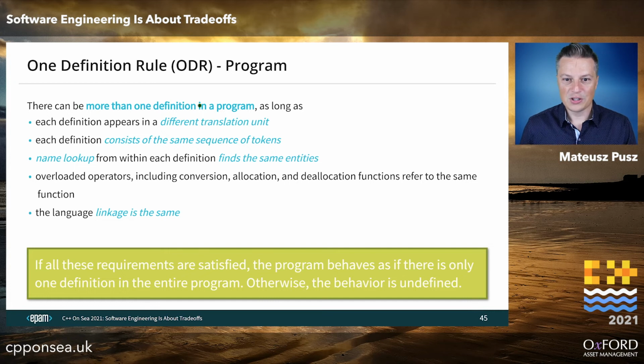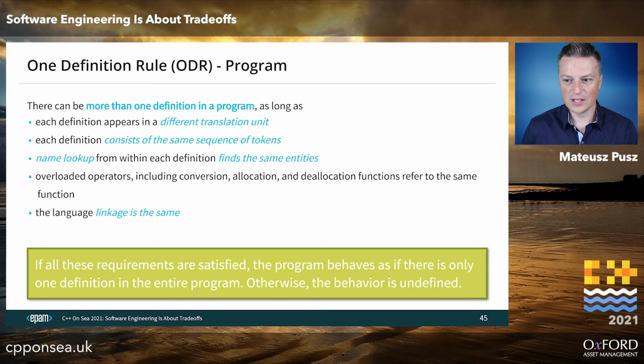There can be more than one definition in a program, as long as each definition appears in a different translation unit, because in the same translation unit we already decided that it's invalid to have repeated definitions. And each definition consists of the same sequence of tokens on a lexer basis. So it has to be exactly the same.